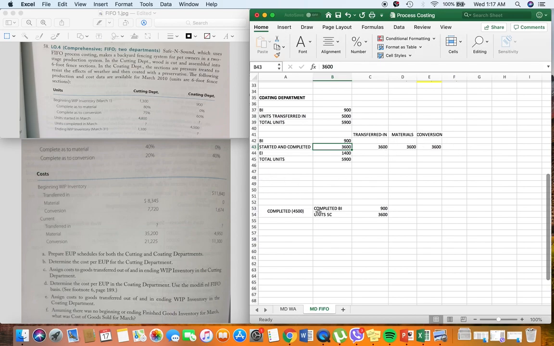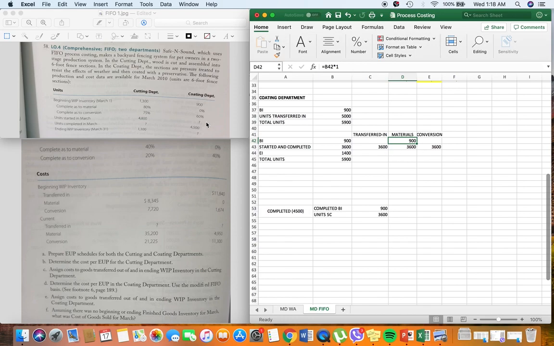Okay? Now, tingnan naman natin for materials. Beginning inventory for materials. For the coating department, the 900 units in the beginning inventory is 0% complete as to materials. So it means that to be able to complete the units, we have added all the materials in the month of March. So we will multiply 900 by 100% or 1. So 900 yung EUP natin for that.